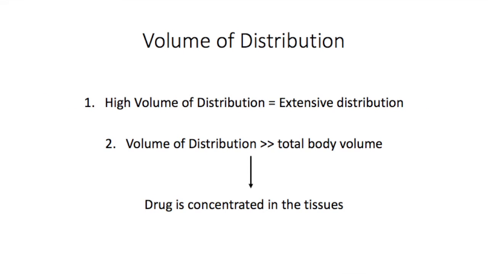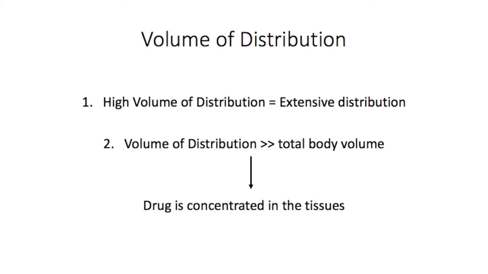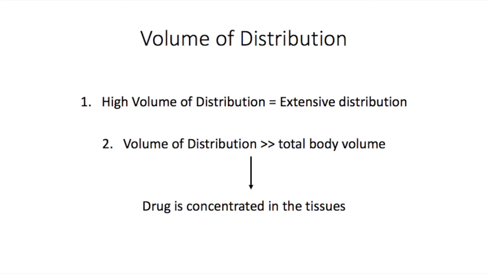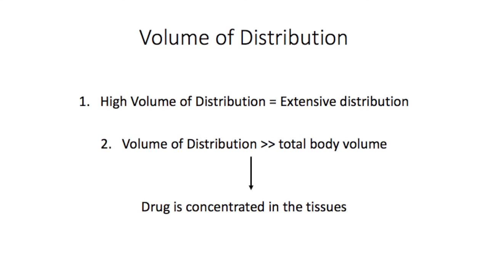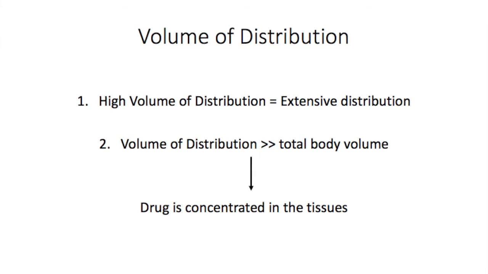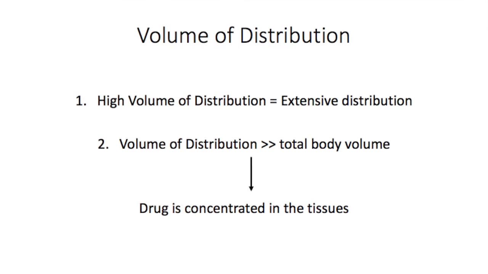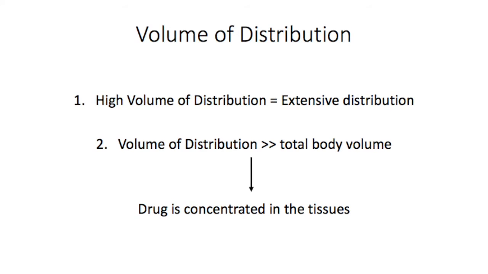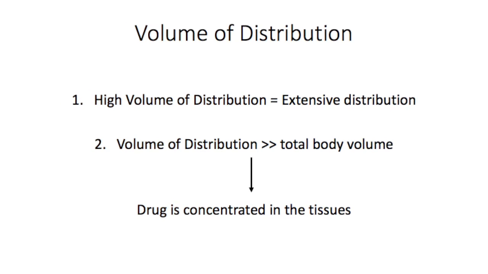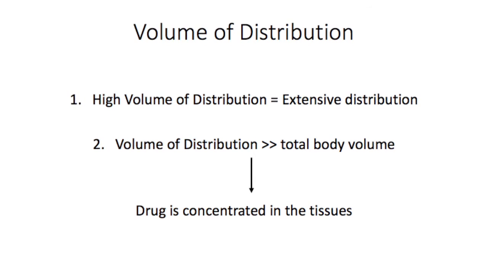In other words, the volume of distribution tells us how extensively a drug is distributed through the body. If the volume of distribution is small, the drug is not widely distributed and typically confined to the bloodstream. On the other hand, the more extensively the drug is distributed, the lower the concentration measured in the plasma and the higher the volume of distribution.